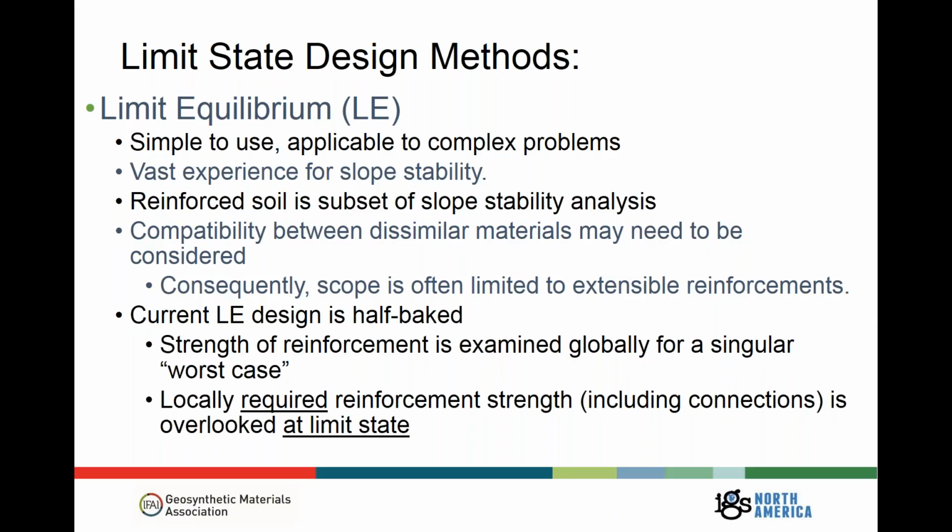So the current way it's applied is that we often determine the strength of the reinforcement globally for a singular worst case. We look at a bunch of failure mechanisms, and we determine which singular failure mechanism gives us the maximum reinforcement load for stability. However, by searching just for this maximum, we lose a lot of useful information that relates to practical, everyday constraints in design, connections, and things like that. And that's overlooked. And we'll talk a little bit more about that today.